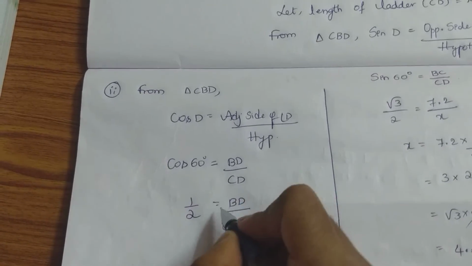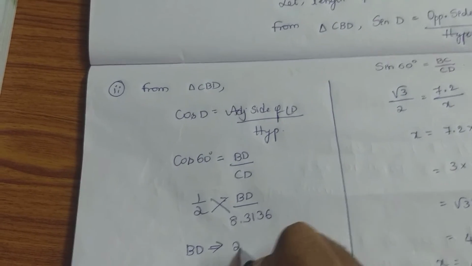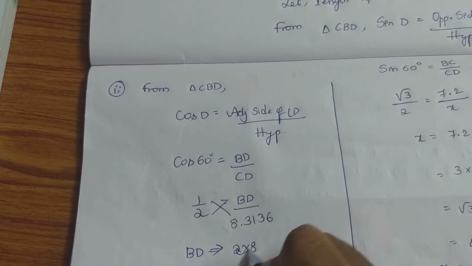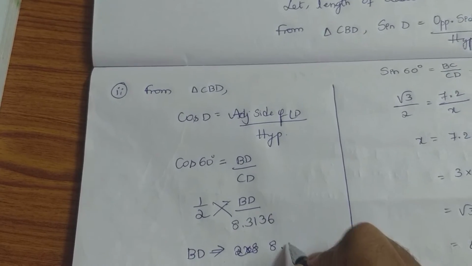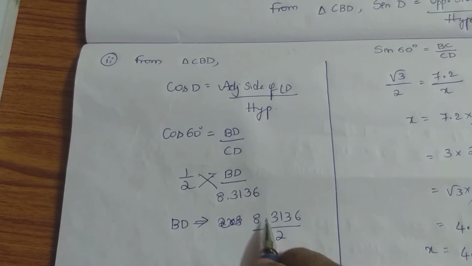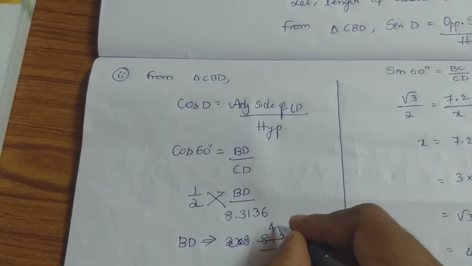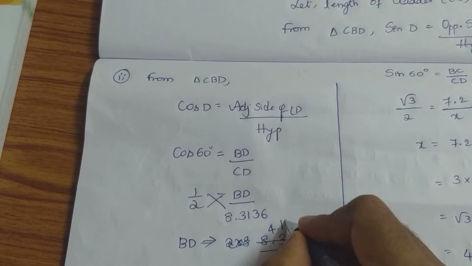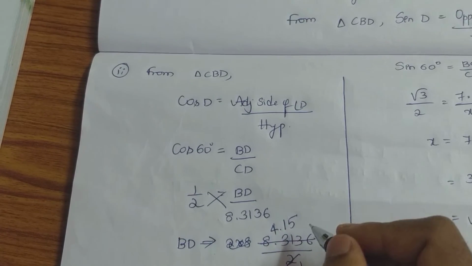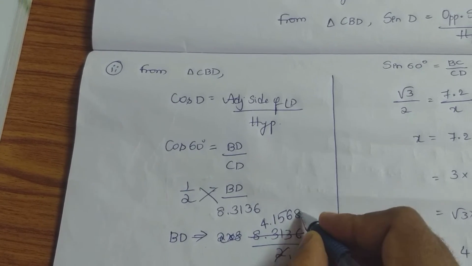So from this it's easy to find the value of BD, that is the distance between B and D. BD equals 8.3136 by 2. When I send this side, it goes to the numerator, so divided by 2. 2 ones are 2, 2 4s are 8, 2 ones are 2, 2 5s are 10, 2 6s are 12, 2 8s are 16.